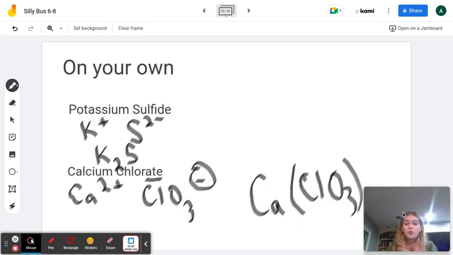So, my only advice for going into these formulas is practice. Always learn how to know the charges and just crisscross and make sure you're simplified. And then you're good. Thank you.